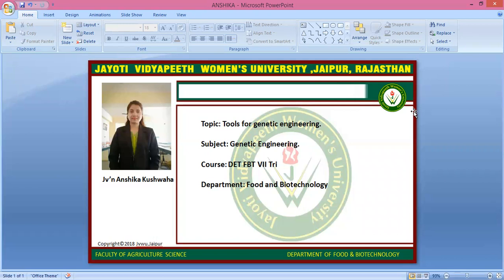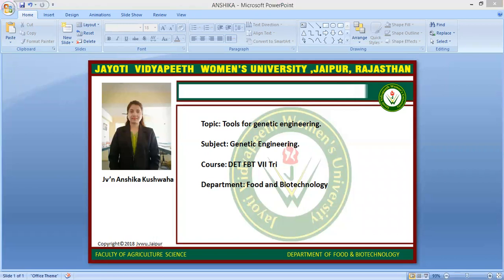Our subject is genetic engineering and today's topic is tools for genetic engineering. So here we are starting. So first of all, what is genetic engineering? Genetic engineering is a technique using which the genetic composition of an organism can be altered. So now, what are the tools of genetic engineering?